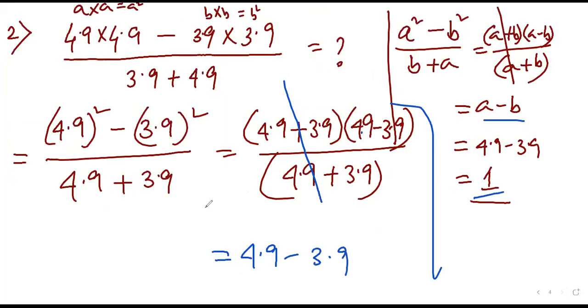Next, this is another expression: a square minus b square at the numerator and b plus a at the denominator, so directly you can make cancellations and find the answer. Okay, so we can have another example. After that I will end the session.